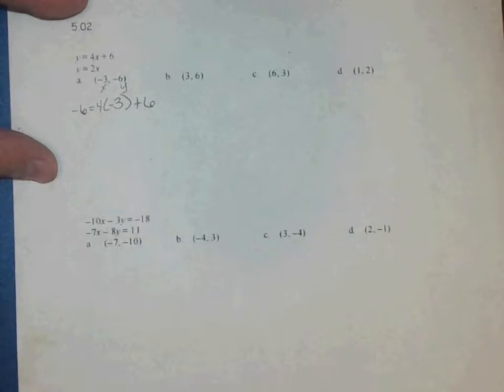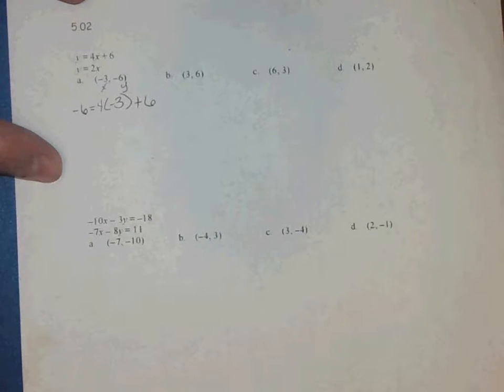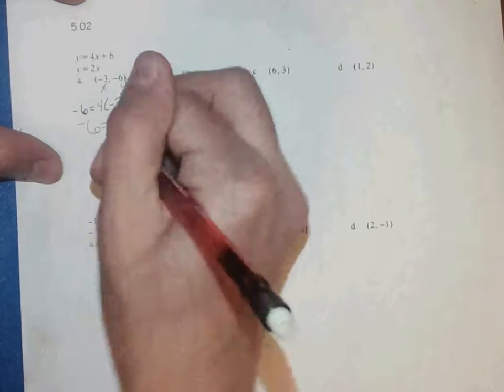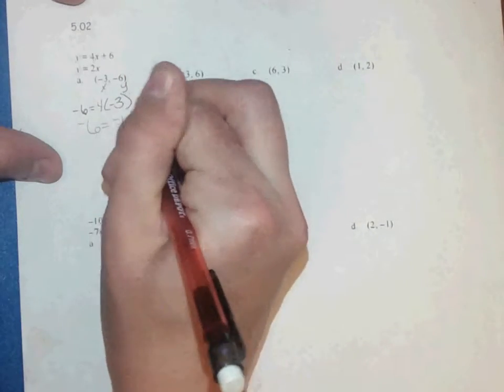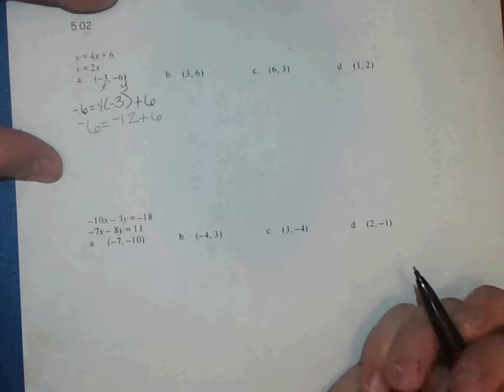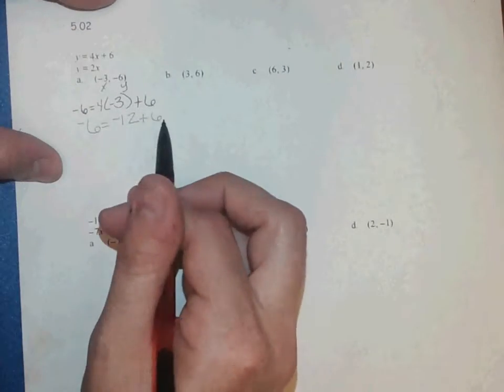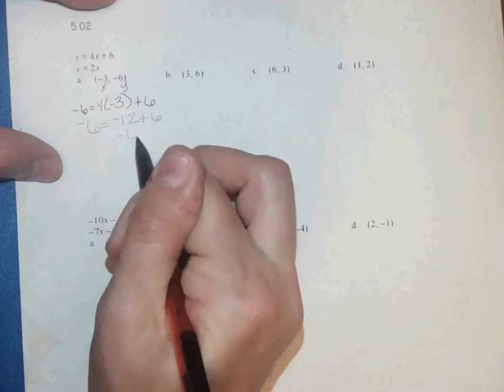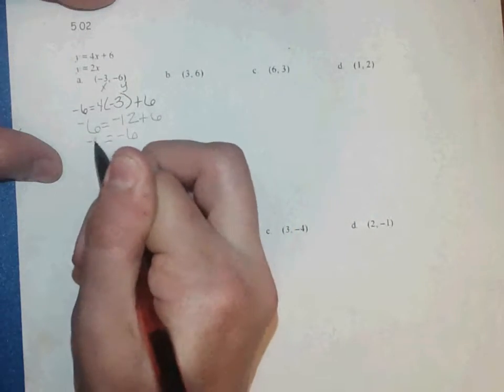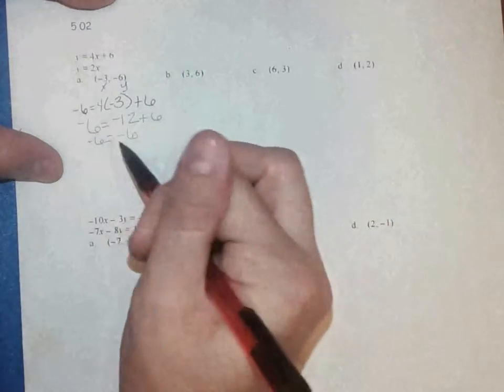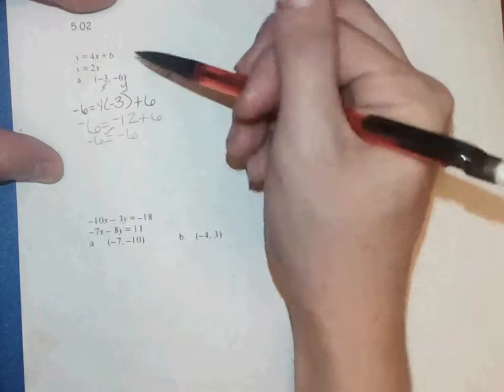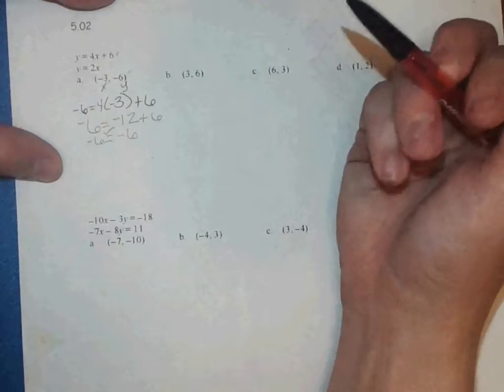So 4 times -3 is -12. So I'm just going to rewrite what I've got here. -12 plus 6 is -6. Does -6 equal -6? Yes, it does, so it fits in the first equation.